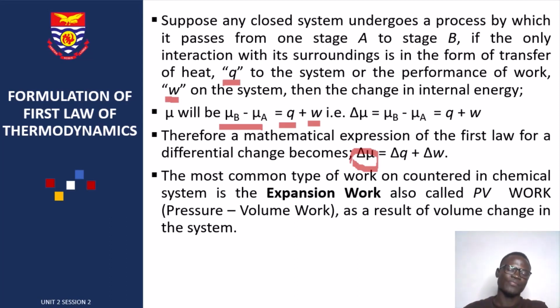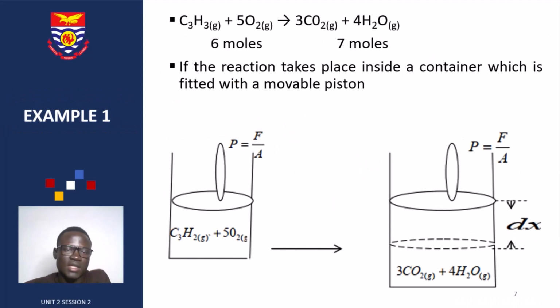So if you have a system which is compressible, then we can have an initial volume and a final volume. Now let's take this example for instance. You realize that initially we have C3H8 plus 5 moles of oxygen going to give us 3 moles of carbon dioxide plus 4 moles of water. Now assume that the reaction takes place inside a container which is fitted with a movable piston. So this is the container and this is the movable piston here.